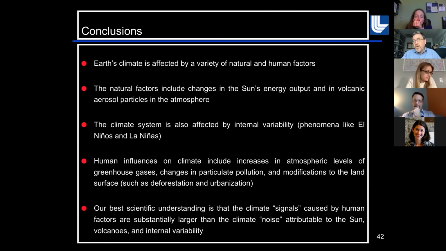This is an incredible detective story, figuring out and teasing out human effects on climate from the natural effects on climate. So let's have those opportunities to explain that joy of figuring stuff out.